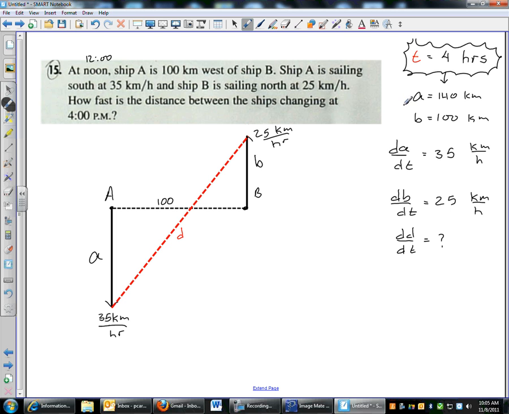And again, those are not always true. That's just kind of temporarily. That's not always true. But I know that A is going to be 140. B is going to be 100 at this point in time. Now, the tricky part is we've got to come up with some kind of a formula to tie all of this together.